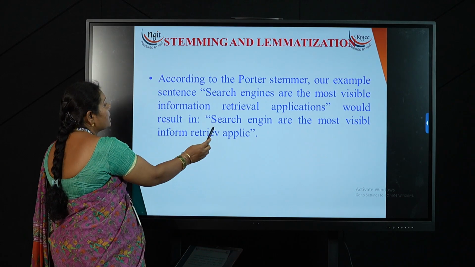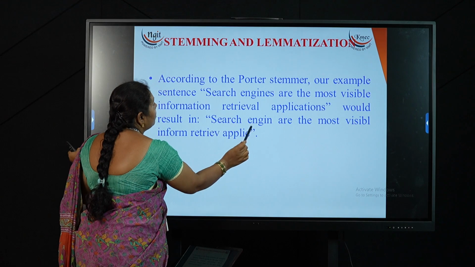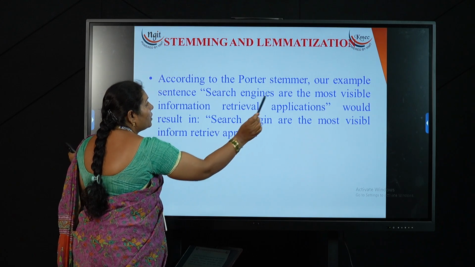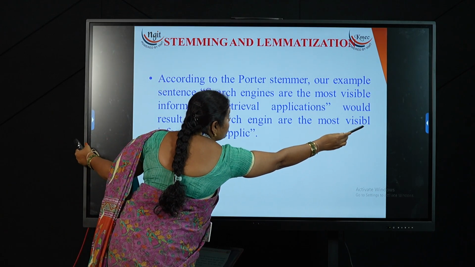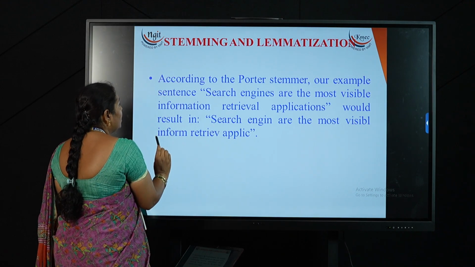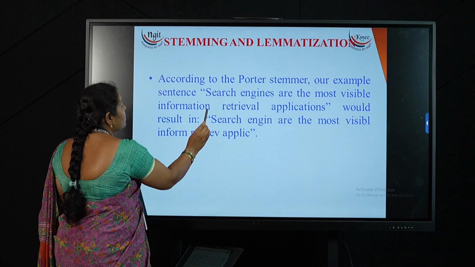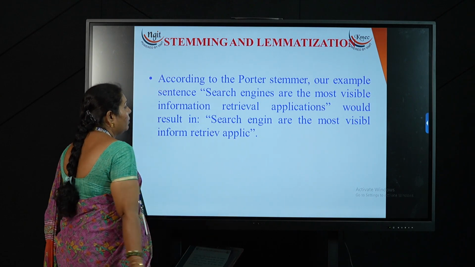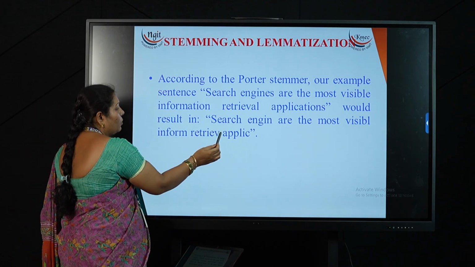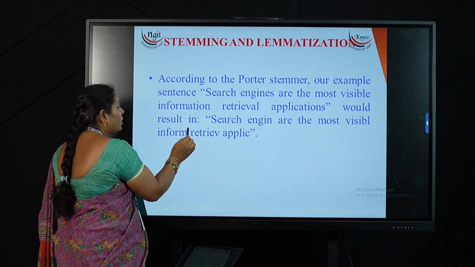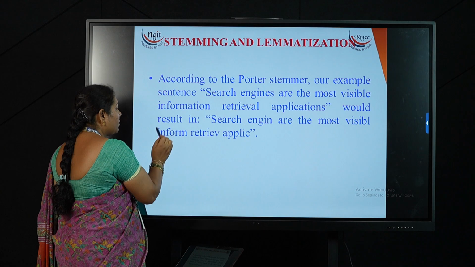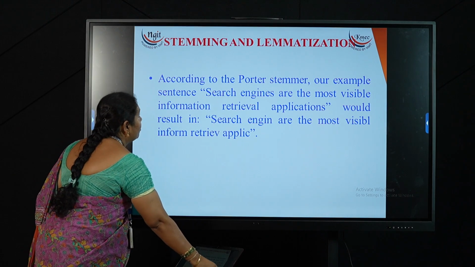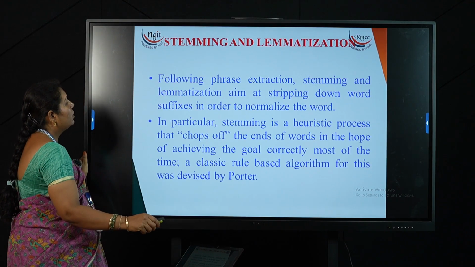If you see this example, in "search engines" we are removing the "es", which is not required. "Visible" is not required, because in the search engine I'll maintain the index with that particular word. "Inform" is important; "information" is not required. This is your stemming and lemmatization: application and retrieve. If you take "retrieves", only this root word is required. "Informs", "informed", "information" can all go with "inform", and likewise "applications". All these are stemming and lemmatization.